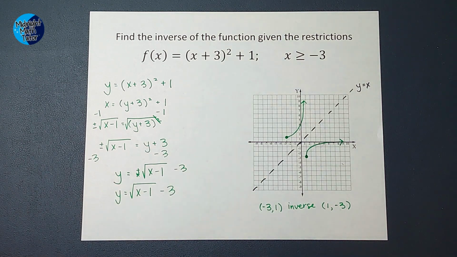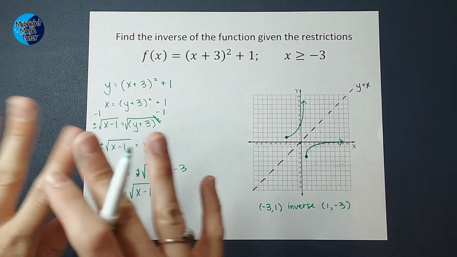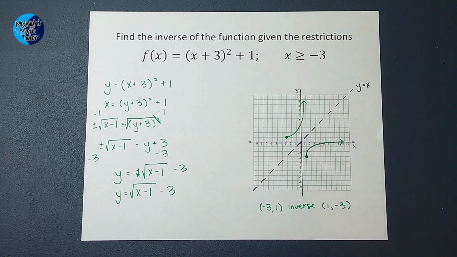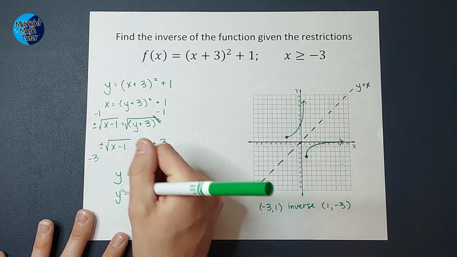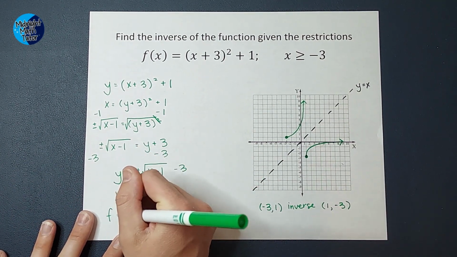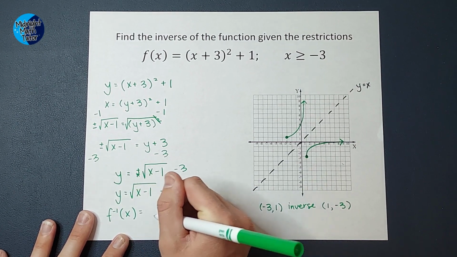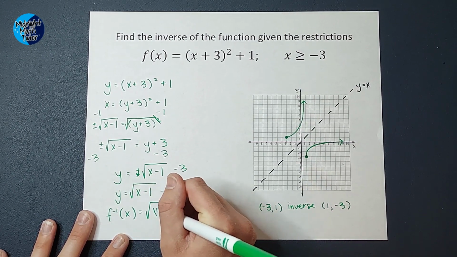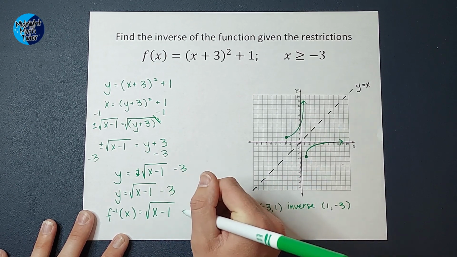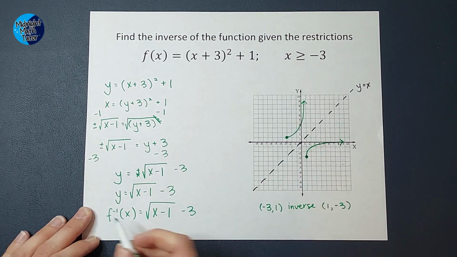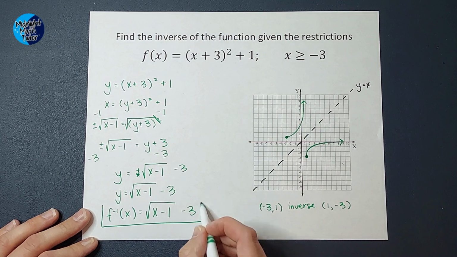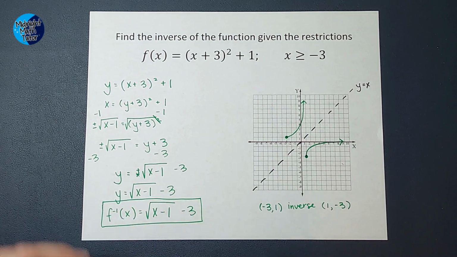All right, the last thing I need to do, and make sure you do this because you could potentially get docked points if you don't do this, is we change our y to f inverse of x equals that square root of x minus 1, minus 3. And that, my friends, is my inverse, okay?